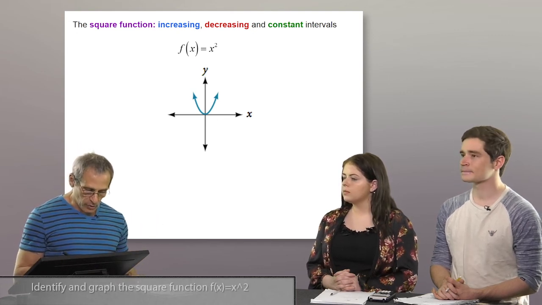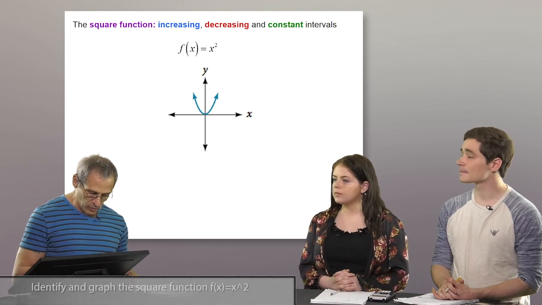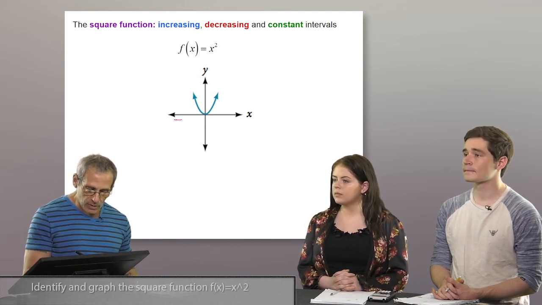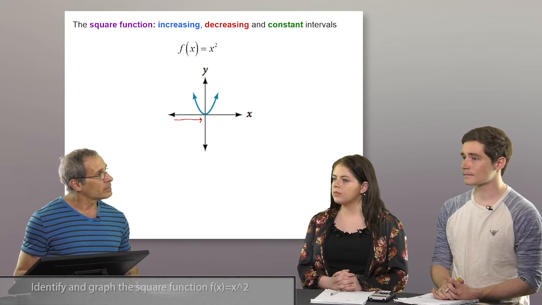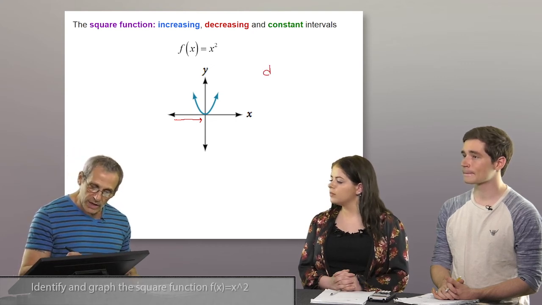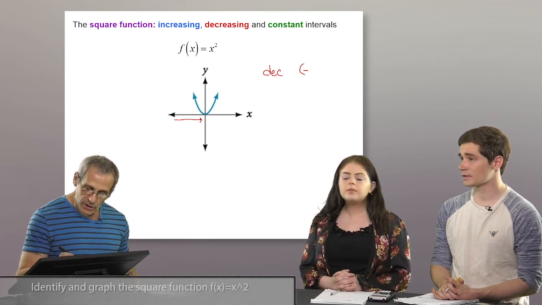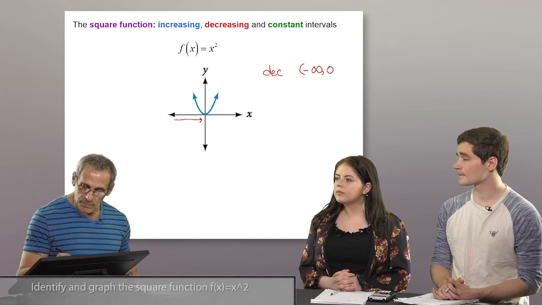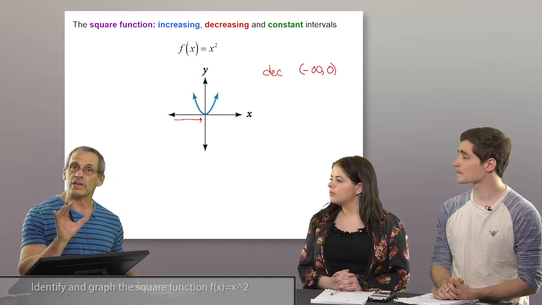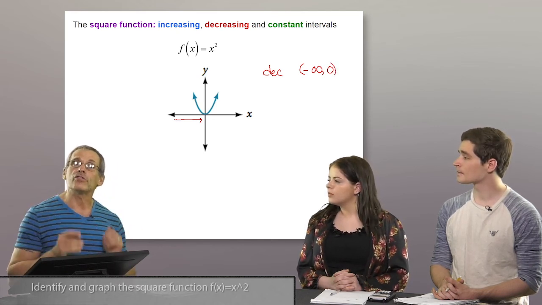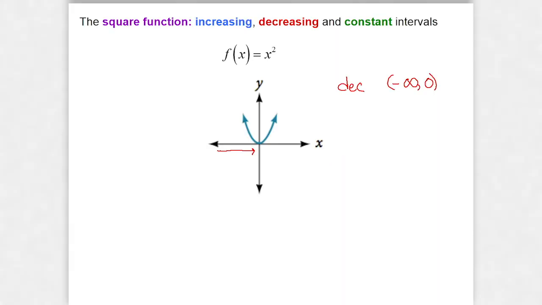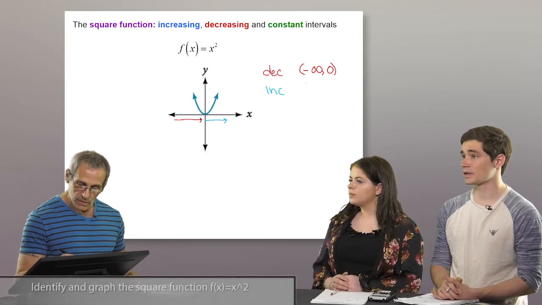So this particular graph seems like it does what? Seems like it drops until you get to 0. Right. So that particular interval is what? Negative infinity to 0. Very good. And with increasing, decreasing, and constant intervals, we always use parentheses. To the right of 0, notice the graph is going upward, which means this function is increasing. Where? It's increasing from 0 to infinity. Very good.